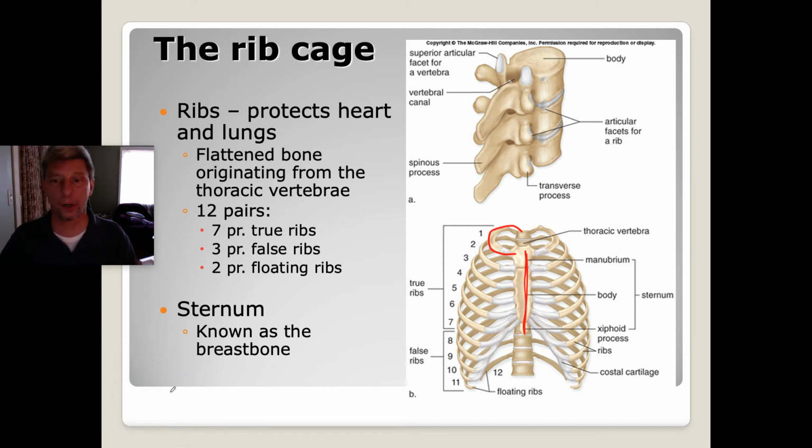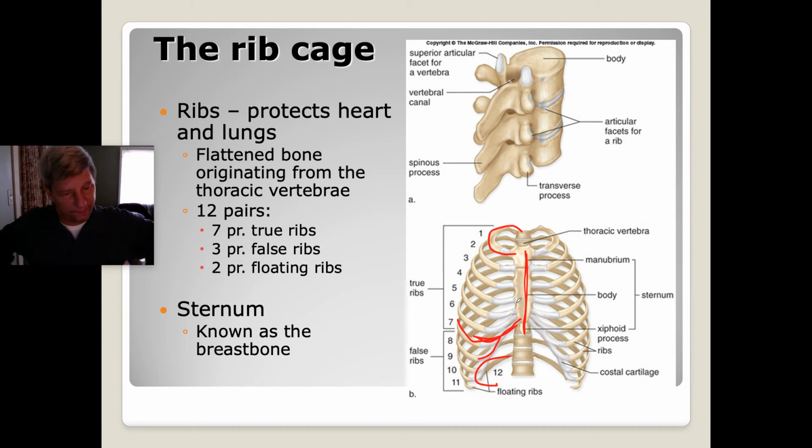I am sorry. In any event, these ribs are called false ribs because the cartilage that articulates them to the sternum is shared with rib number 7. You can see it here. And so 8, 9, and 10 are called false ribs. And the last 2 pair, 11 and 12, are floating ribs. These actually do not articulate with the sternum at all.